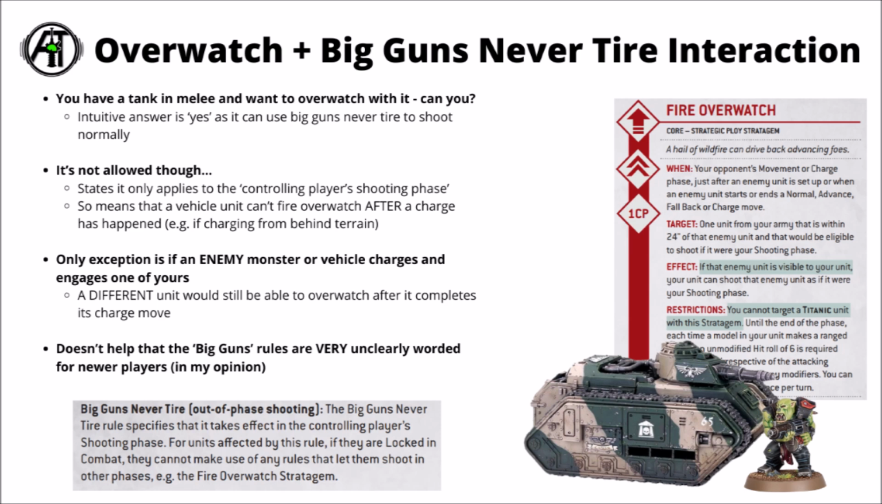And interestingly enough, it also means that vehicles can't shoot at enemy units that have charged into combat with them, so you can't fire Overwatch after the unit has made base contact if you couldn't see them before the charge, say if they've charged from behind terrain.